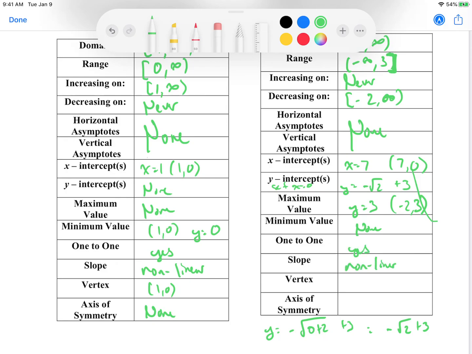Non-linear slope. Our vertex, at least what we're calling it, is at negative 2, comma 3. And we have no axis of symmetry. Okay? All right, I'm going to go ahead and stop the recording right there.